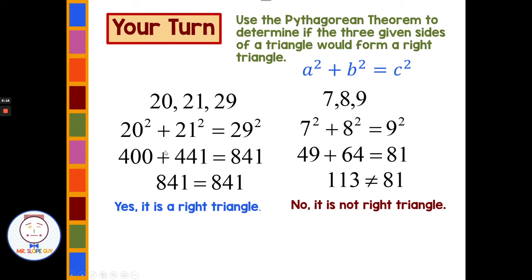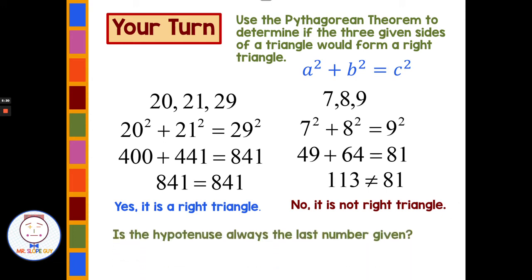So these are kind of yes-no answers. It either worked in the Pythagorean Theorem, where we do have a right triangle, or no, it did not work in the Pythagorean Theorem, so we do not have a right triangle. One confusing thing about this is, is the hypotenuse always the last number given? Well, it was the last number here, it was the last number here, but it is not always the last number given. So no, it's not always the last number, but it is always the largest number. So if you're given three numbers, the largest number has to be the hypotenuse, has to be the C value. So be careful when you look at the order.